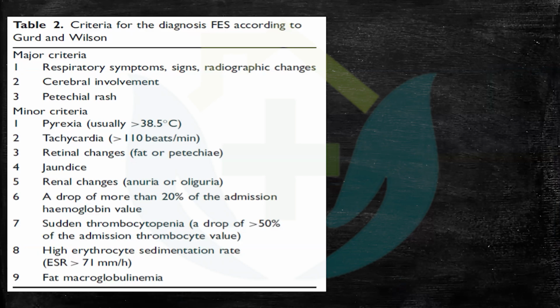Now, there are scoring systems for diagnosing fat embolism syndrome. Mainly, there are two scoring systems. One is Gurd's criteria, one is Schonfeld criteria. What is Gurd's criteria? There is major and minor criteria. Very easy to remember. Major criteria is all the three that I have said: hypoxia, altered sensorium, and petechial rash.